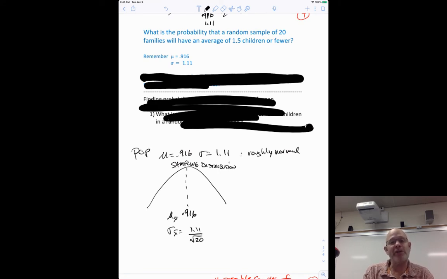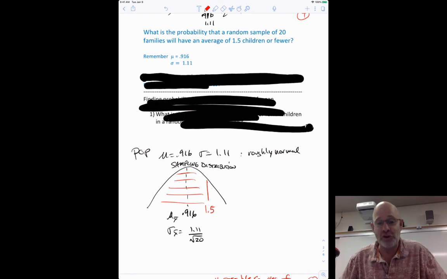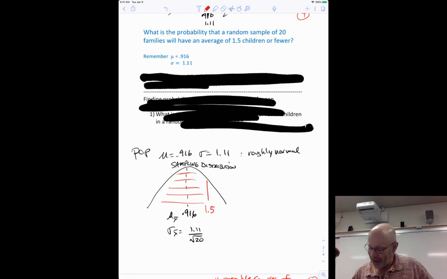And the question is, what's the probability of having an average of 1.5 or fewer? So there is 1.5, and we find that area. I'm hoping I have shown you this on the calculator. So remember, there's a z-score here, 1.5 minus 0.916 over the standard deviation, 1.11 divided by the square root of 20, and then you go to your chart.